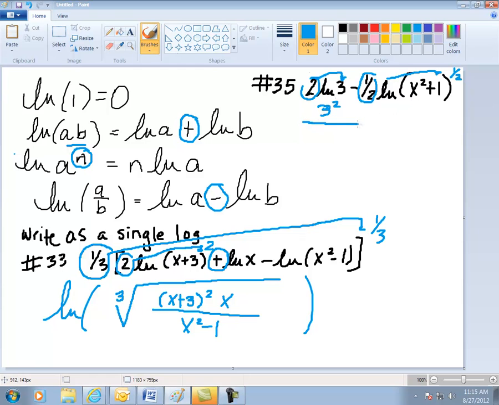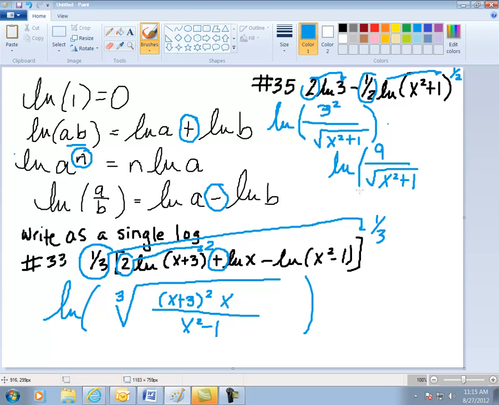So I've got my 3 squared in the numerator, and in the denominator it's going to be the natural log because I'm writing as a single. I've got in the denominator x squared plus 1 to the 1/2, so I'm going to write that as the square root of x squared plus 1. And now simplifying just a little bit, I can rewrite that as the natural log of 9 over the square root of x squared plus 1.